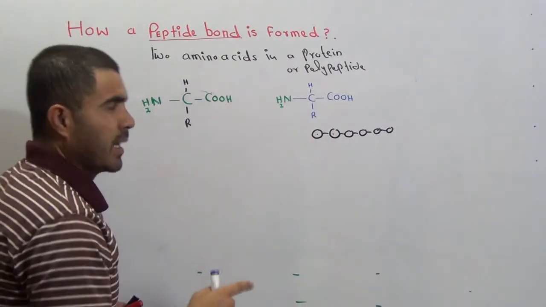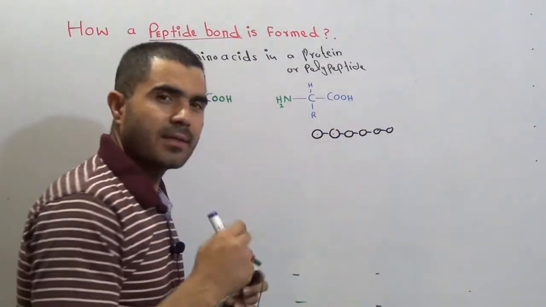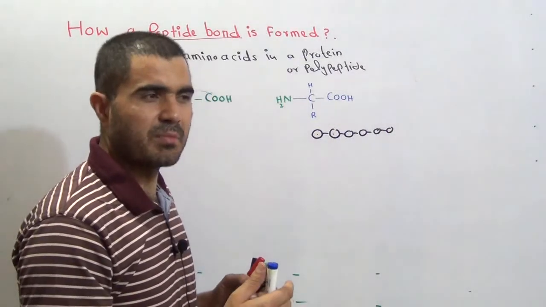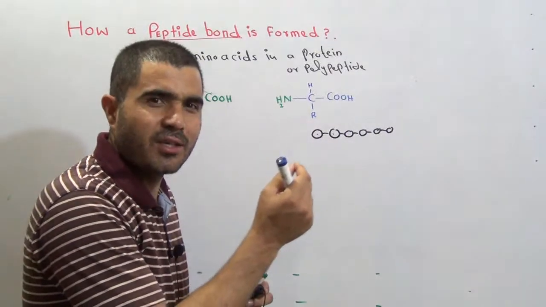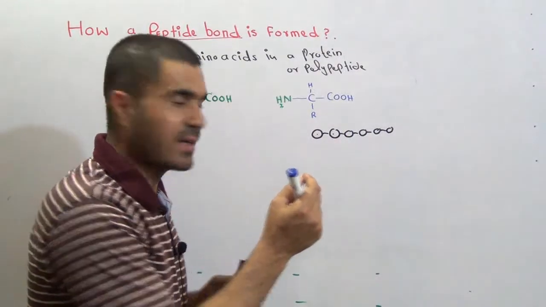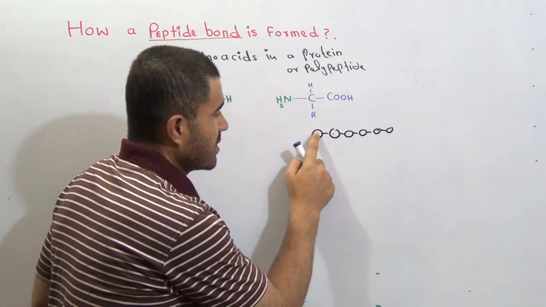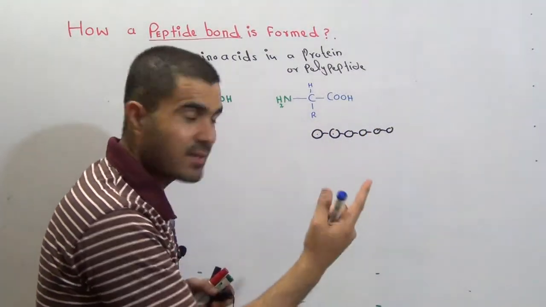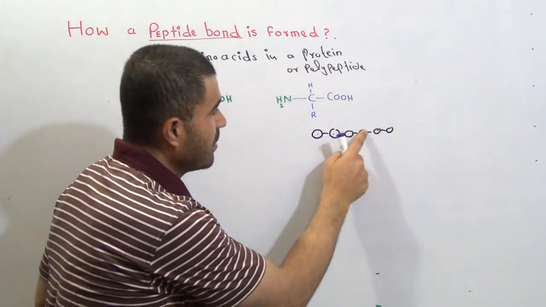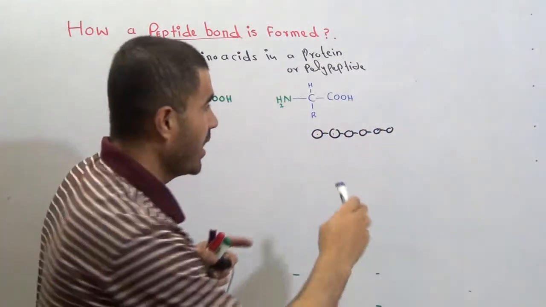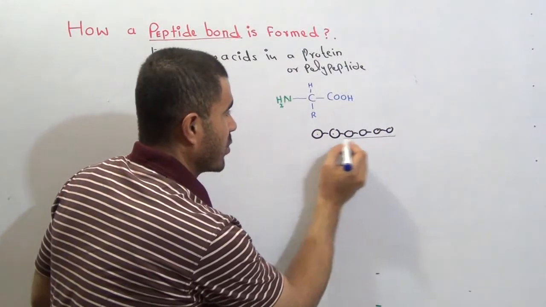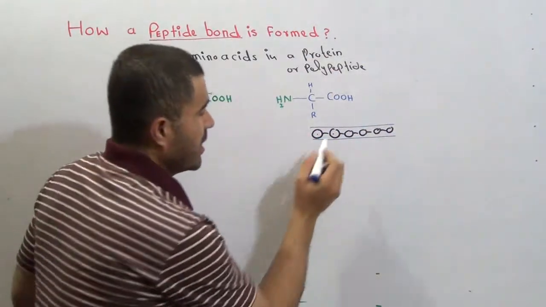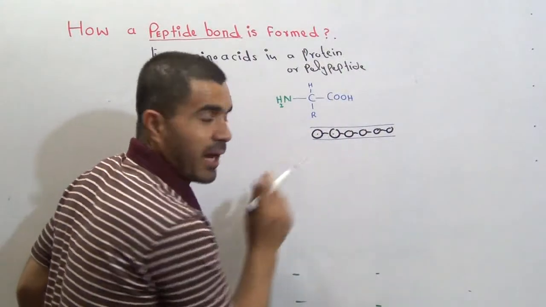Let's suppose, when we consider a protein, we know very well that a protein is made of small repeating units called amino acids. Let's suppose these small circles, each circle represents an amino acid, and many amino acids are combined and we get a protein. Now this is a protein.